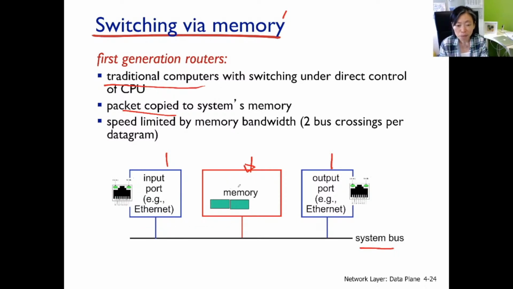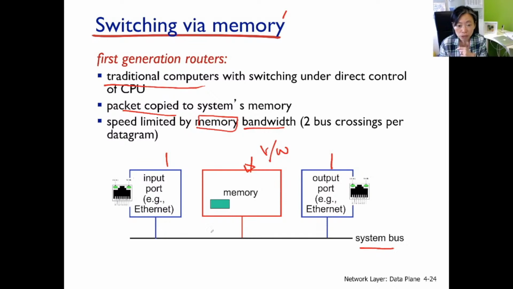And then from the memory, copy them to the output port's memory. So the speed of moving the packets is limited pretty much by the memory here, okay? The speed to write and the speed to read. Now this is usually very slow, and the cost of the memory is also high.